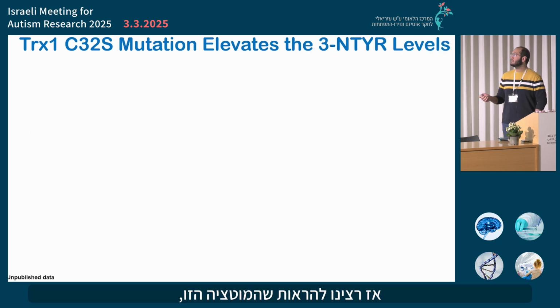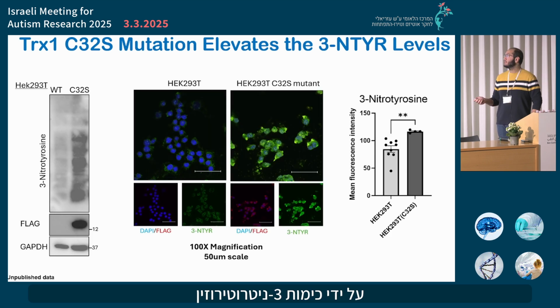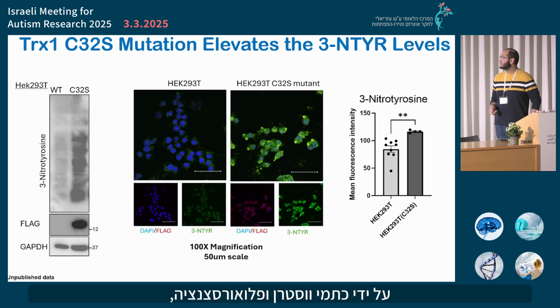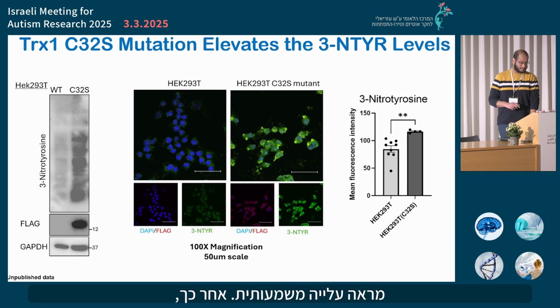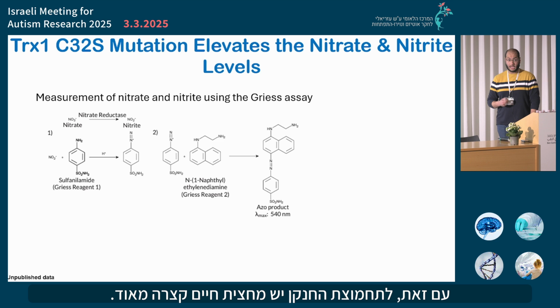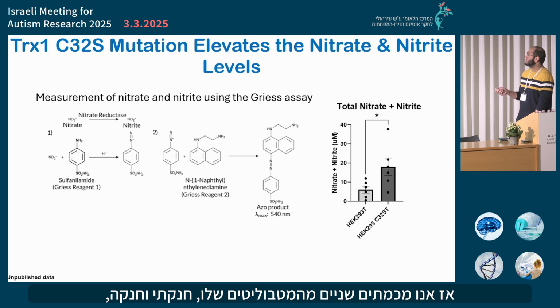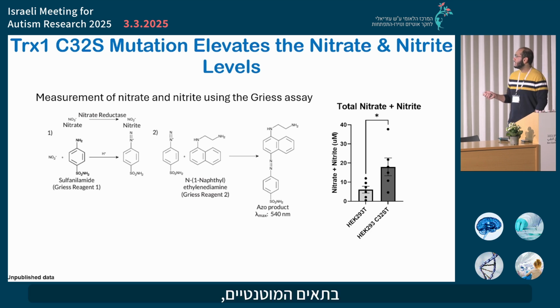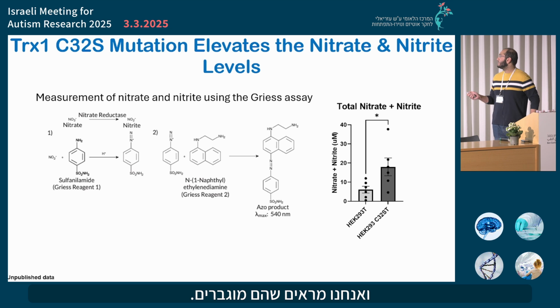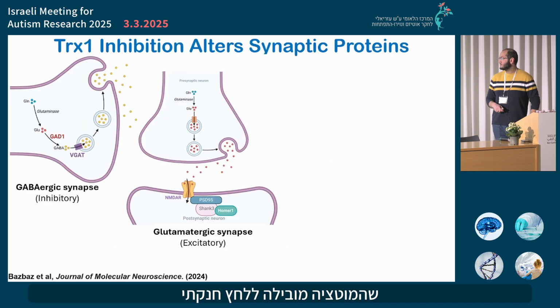Then we wanted to show how this mutation affects nitrosative stress, by quantifying 3-nitrotyrosine by Western blot and fluorescence, showing a significant increase. Afterwards, we wanted to directly quantify the nitric oxide. However, nitric oxide has a very short half-life. That's why we can't quantify it. So we quantified two of its metabolites, nitrite and nitrate, in the mutated cells, and we showed that they are elevated, indicating that the mutation leads to nitrosative stress.